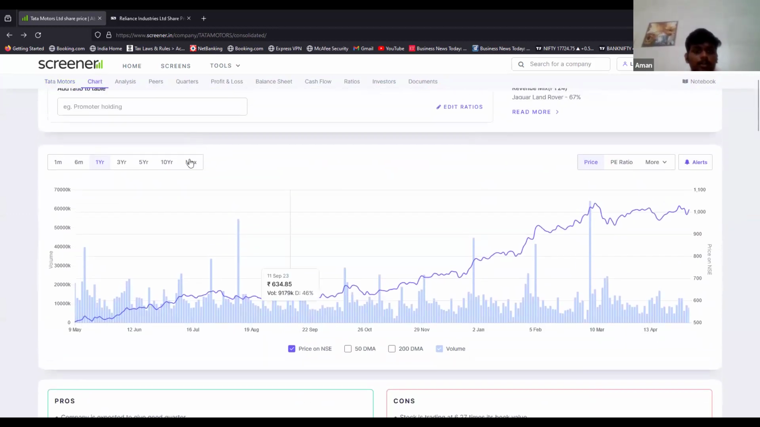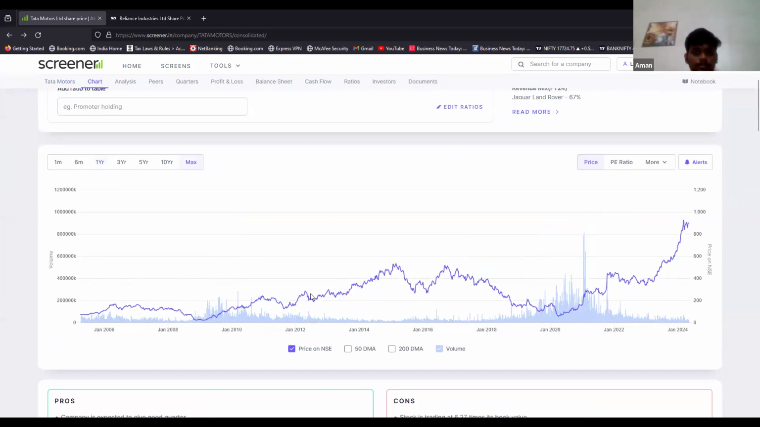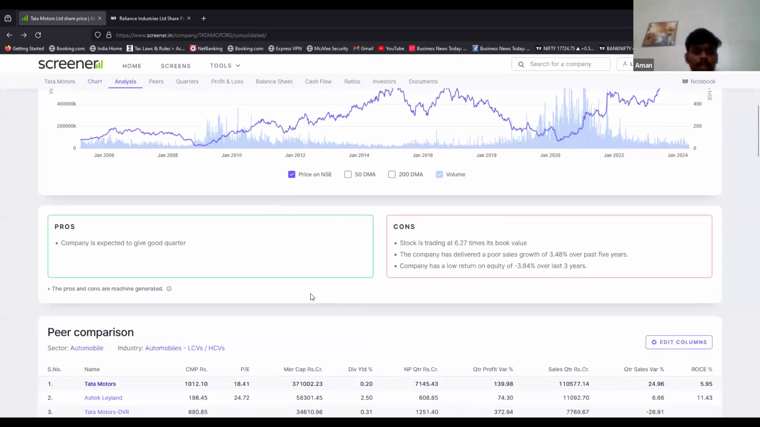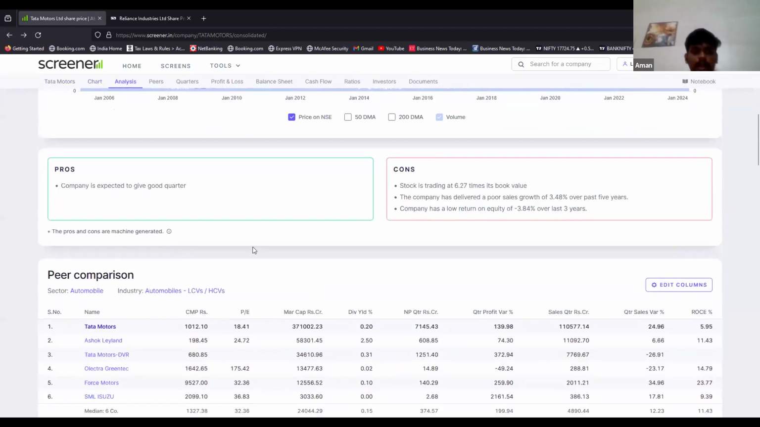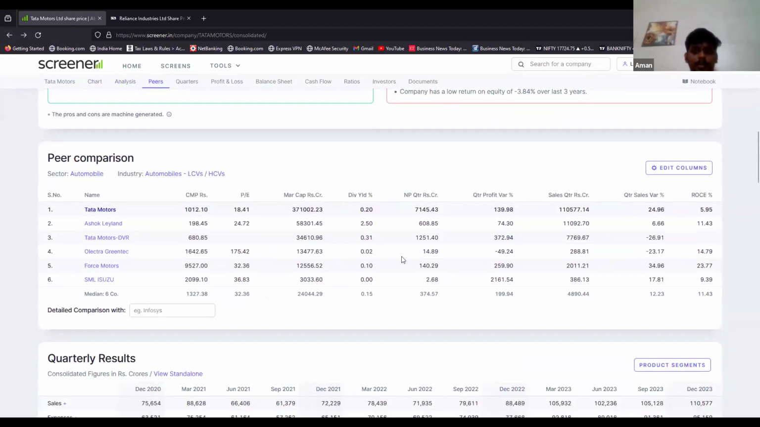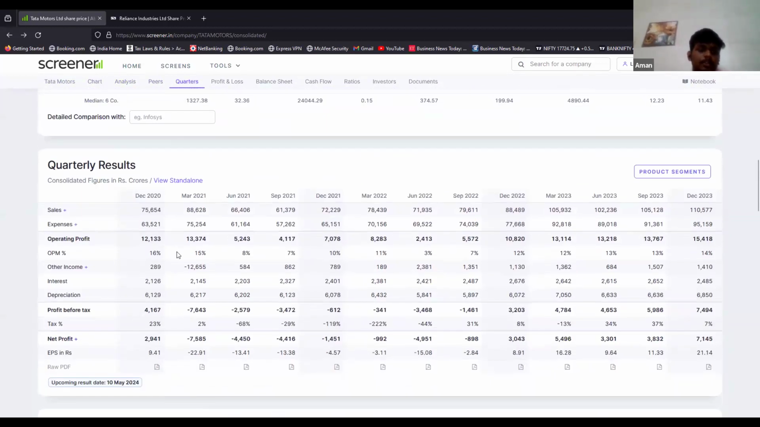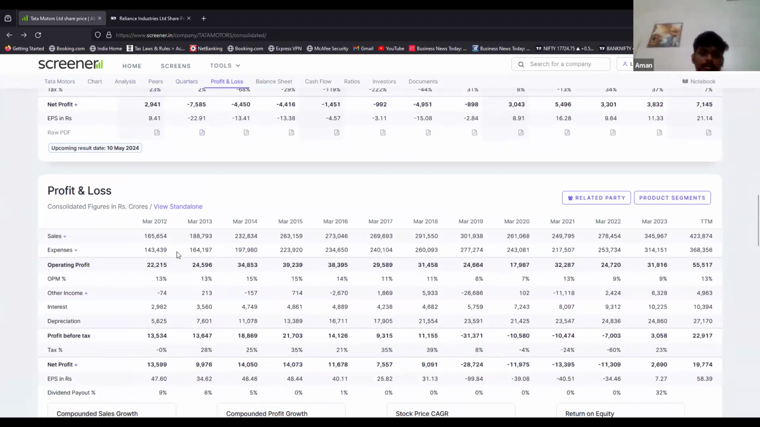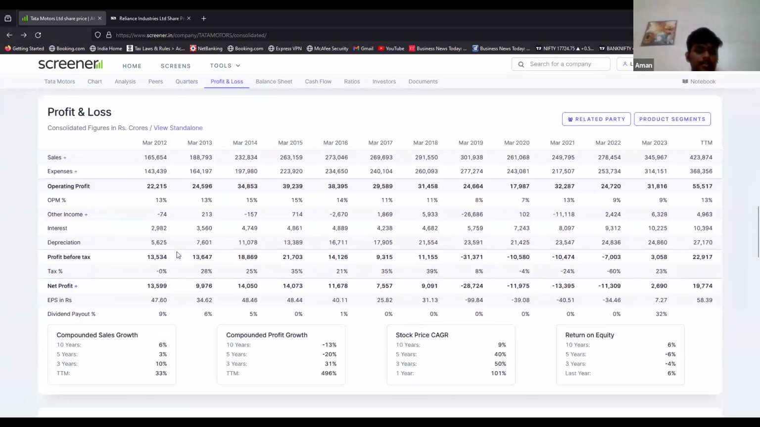You can also get a long-term chart for the stock here, and analysts have already done various qualitative analysis on this website, and you can get it mostly for free, like pros and cons of the stock. And you can also compare to the peers here, similar stocks in the industry, and then the results can also be compared for the last 10 years.